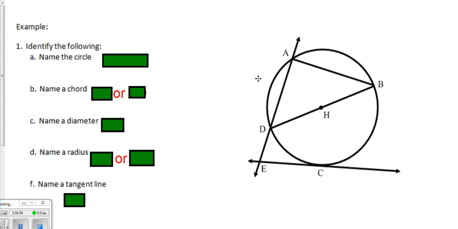If we look at this diagram, how would we name this circle? Remember, circles are always named by their center. This one right here, we'd call it circle H.